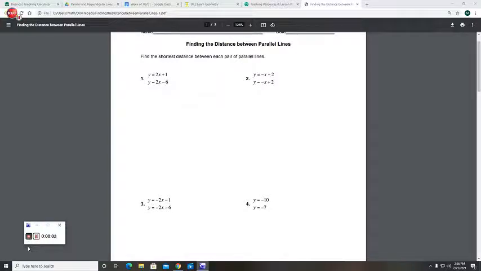Okay, I'm going to show you how to find the distance between parallel lines. I'll start out super easy by doing number 4, and then we'll kind of move on from there.